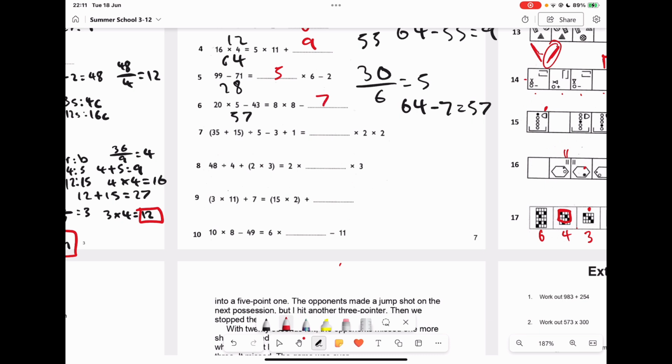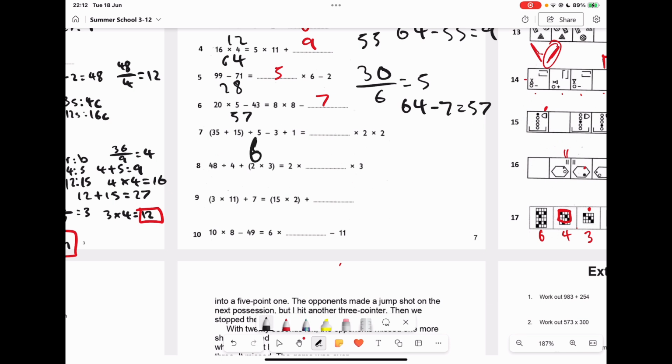Okay, next is going to be question 7, where 35 plus 15, which is 50. So 35 plus 15 is 50, and then that divided by 5 is 10. If we write this out, it will be 50 divided by 5, which is 10. And then, because of BODMAS, we have to add before we subtract. So it'll be 4. So we're basically doing 10 minus 4, which is 6. So both sides must equal 6.